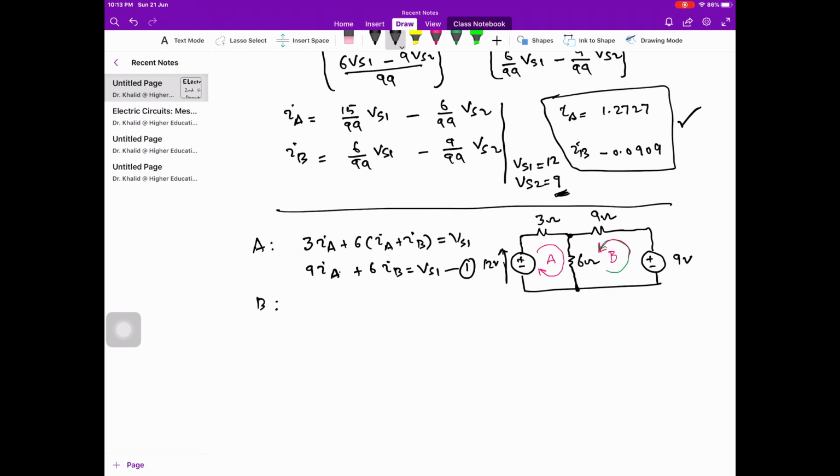Now I'm writing the equation for mesh B. In mesh B, I have to move along the direction of the current flowing in mesh B. If I start from here, the current is flowing from right to left, and therefore the polarity of the voltage drop across 9 ohm is as shown, and here I have to move downward, following the direction of the current IB.